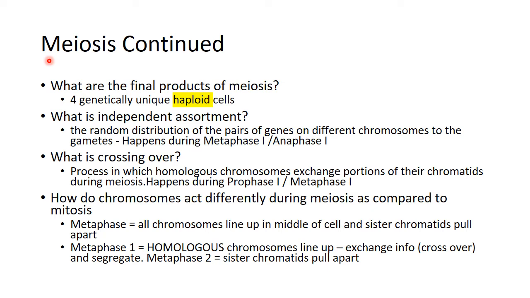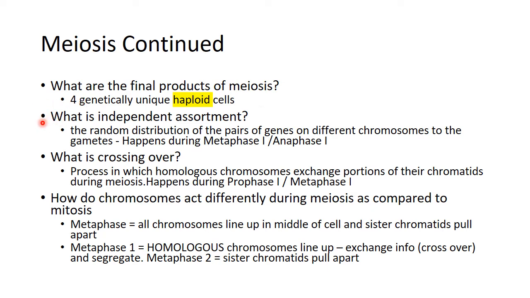Continuing the idea of meiosis, what are the final products of meiosis? Well, the phrase we would say, and really the goal of meiosis, is it makes 4 genetically unique haploid cells. Not diploid, haploid. They only have half the number of chromosomes you would expect from a diploid cell. So there's that tricky one.